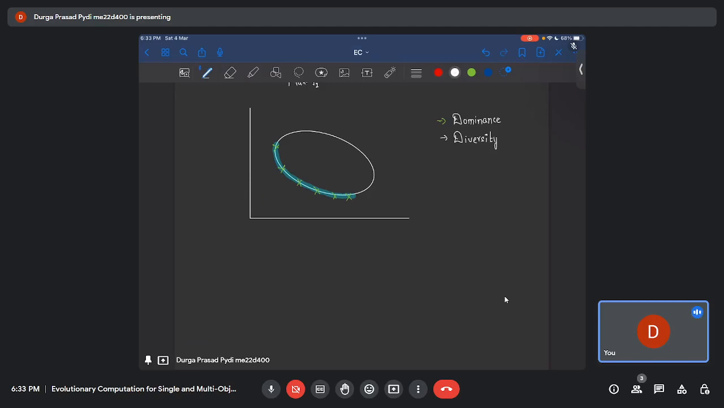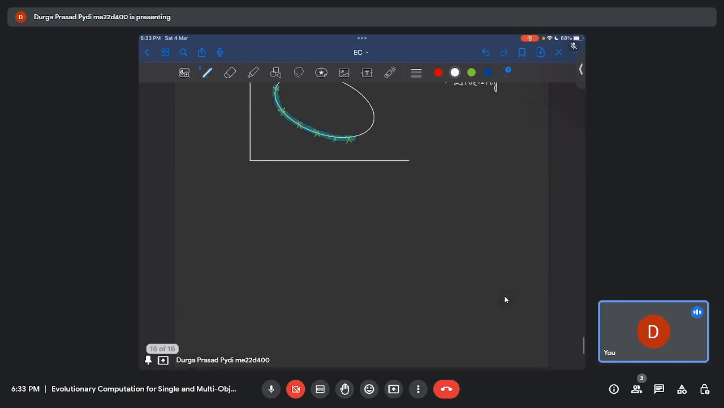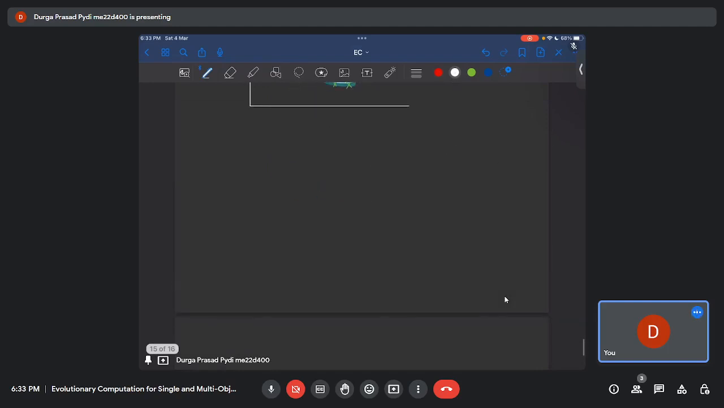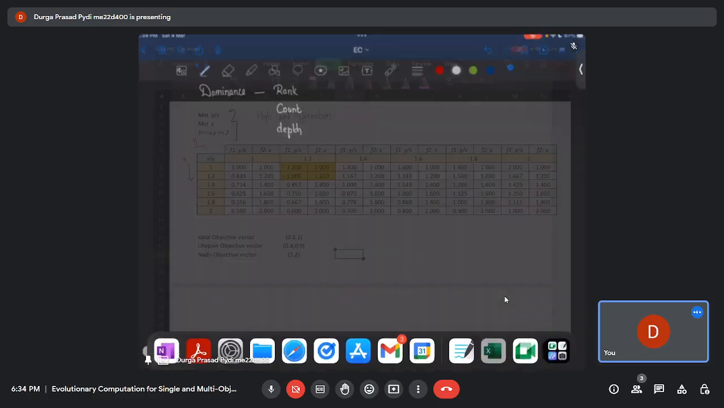So how do we quantify this? How do we put it in a mathematical framework so that when we implement it in the actual approach, we will be able to solve it? For dominance, we have several methods. We have something called rank, dominance count method, and dominance depth. We'll go through them one by one to understand what they are. So let us go through one example to see what they are.